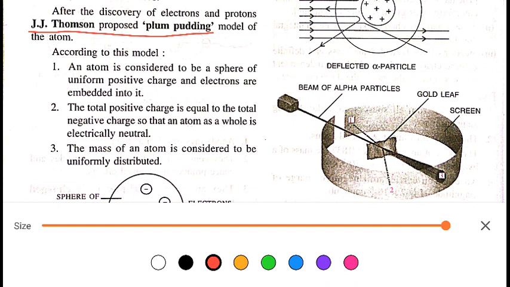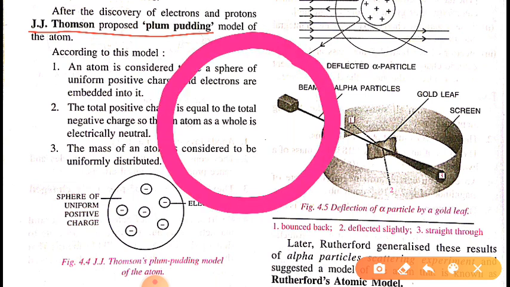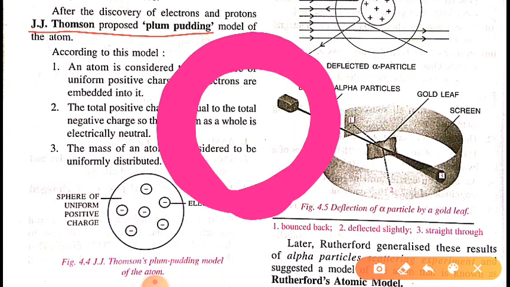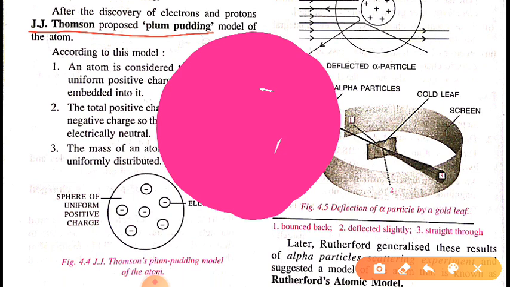Have you ever seen a watermelon? In that watermelon, it is like this, right? If you cut it in half, you will see that the center part is red in color. If you cut it in half, it will be like this.